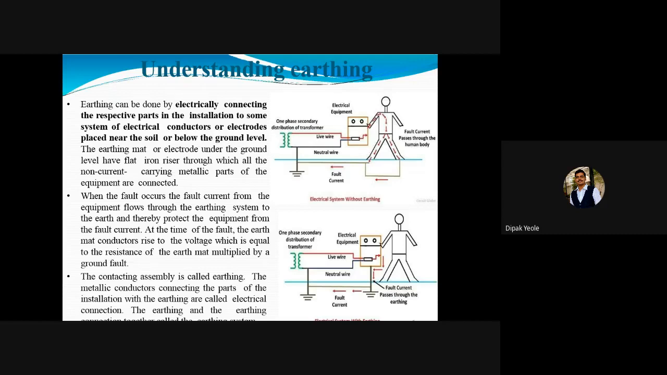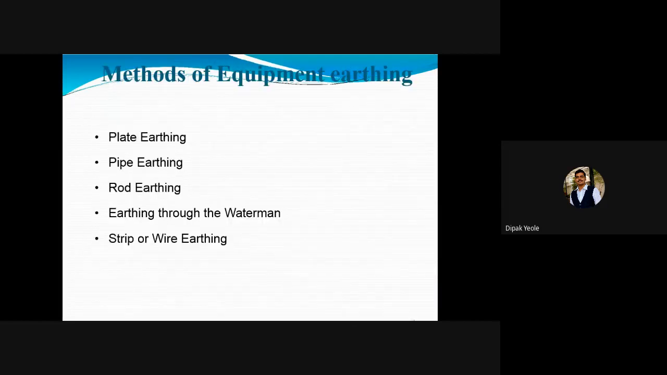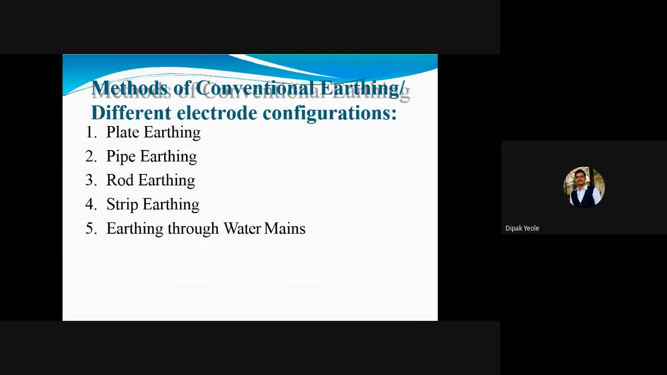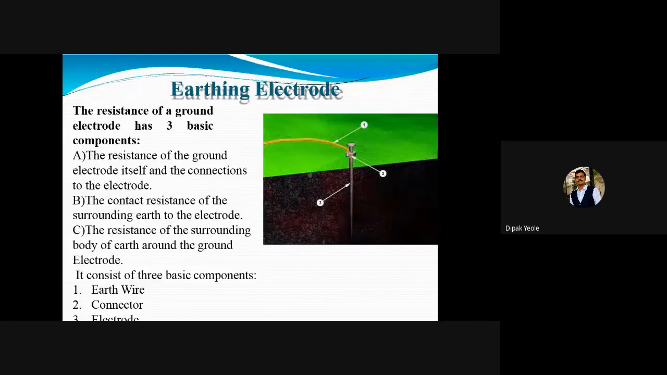Why do we have to make the earthing? Okay. What are the methods? Plate earthing is there, pipe earthing is there, rod earthing is there, earthing through the waterman, and strip or wire earthing. And in our practical, we have discussed these three methods. Okay. So we are interested in the earthing electrode.